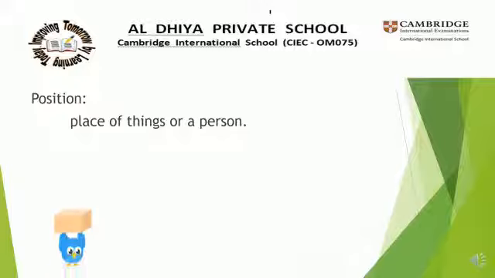Okay, students? First, I am going to show a picture to indicate the position under. See this blue bird, this is a box. Where is the blue bird now? The blue bird is under the box. Where is the blue bird? Under the box. So now the blue bird's position is under.